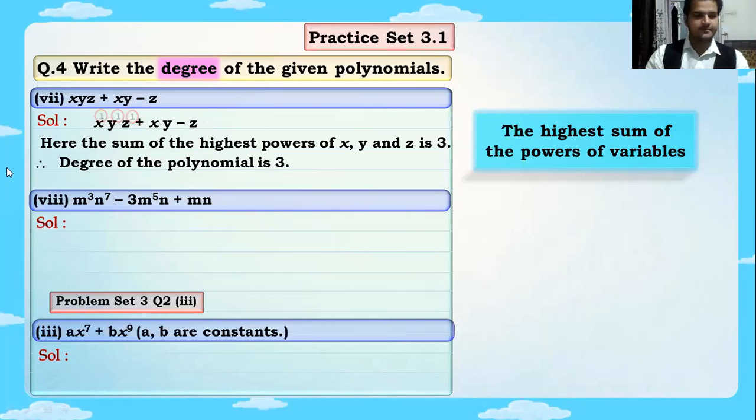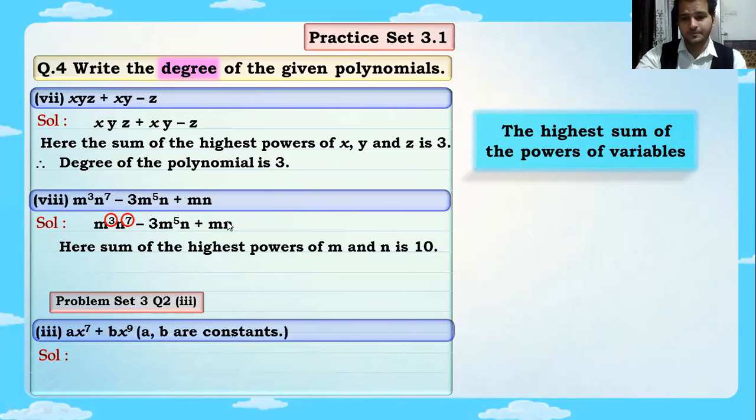Second part. Again you have more than one variable, m and n. पहला term check करो चलो. M cube and n raised to 7. So just add the powers. What is 3 plus 7? 10. 5 plus 1, 6. And 1 plus 1 is 2. Which sum was the highest? 10. So that will become the degree of the polynomial.